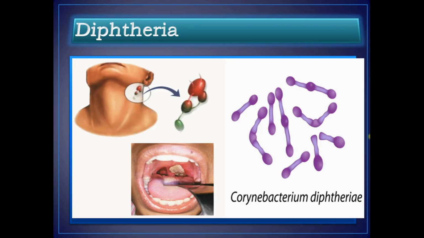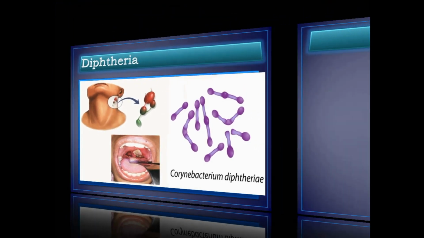So this is the bacteria, Corynebacterium diphtheriae. Where does it affect? It affects the mucous membrane of throat as well as the nose. Here you can see a deposition or coating which results in inflammation of throat, and finally it causes some irritation inside the throat region.